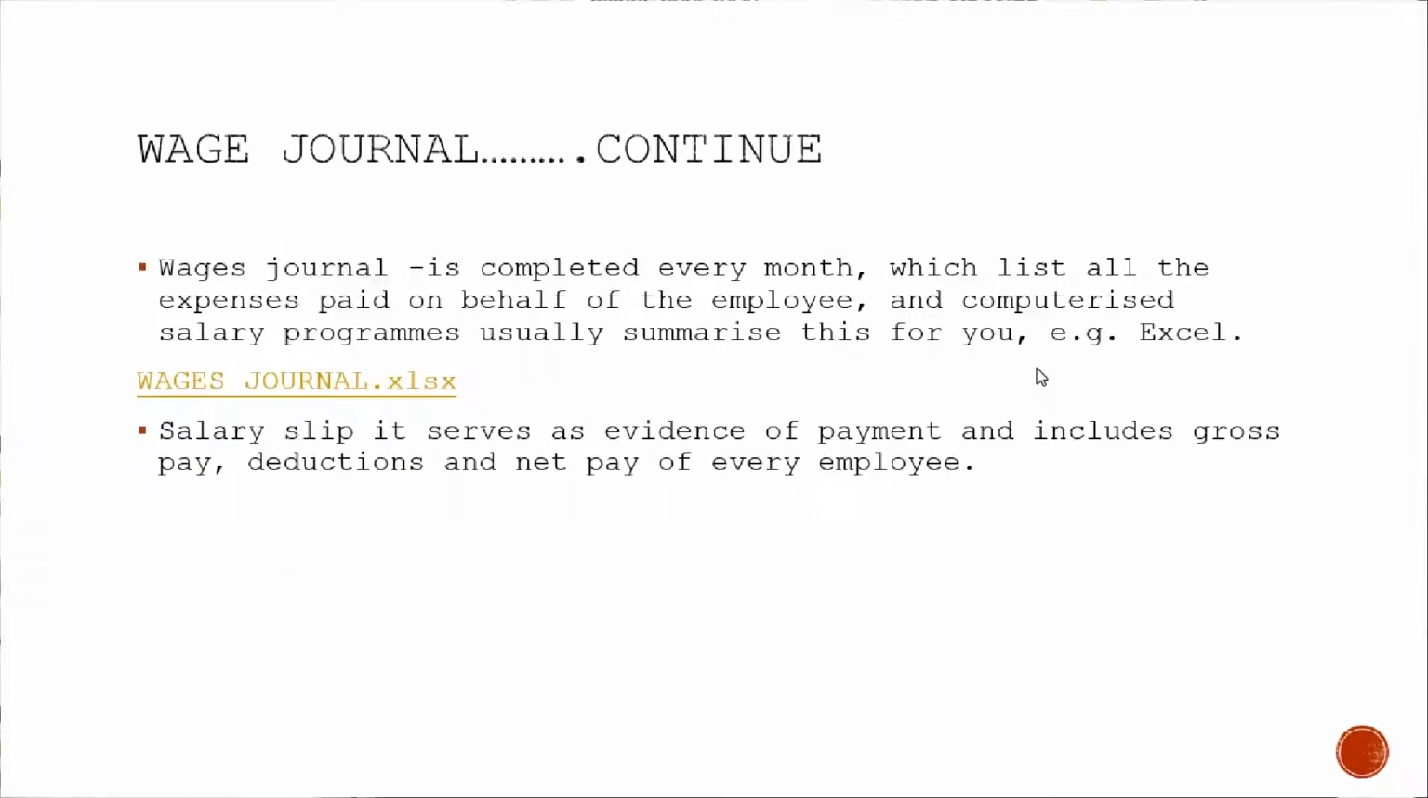We move to another slide where we are going to talk about the wages journal. A wages journal is completed every month, which lists all the expenses on behalf of the employee, and a computerized salary program usually summarizes this for you. For example, we are going to use Excel to compile a wages journal. So now I'm going to open the wages journal in Microsoft Excel.